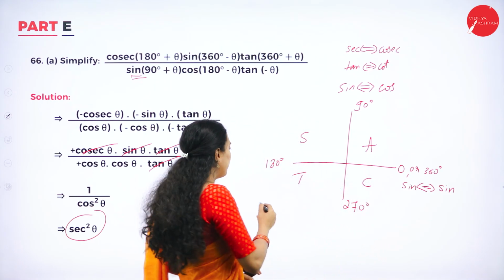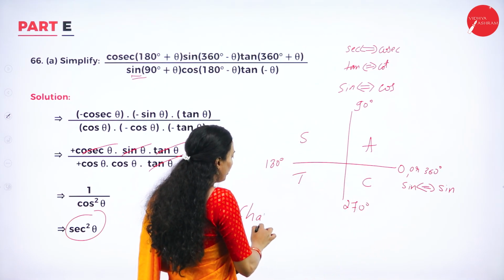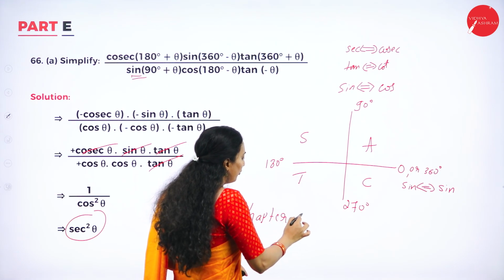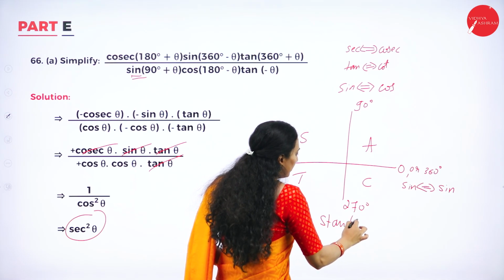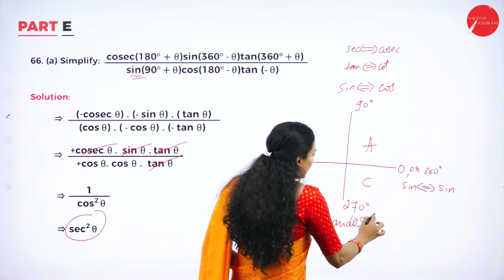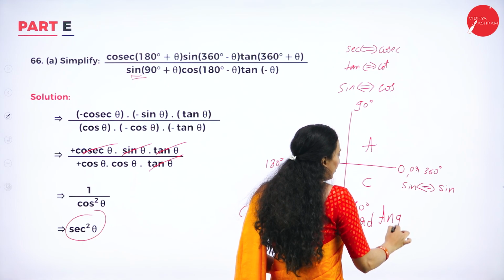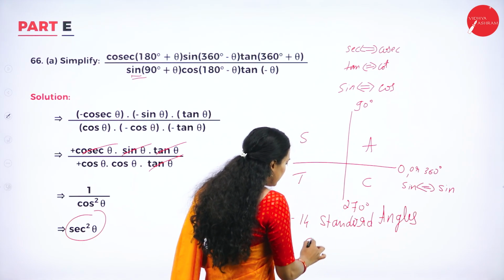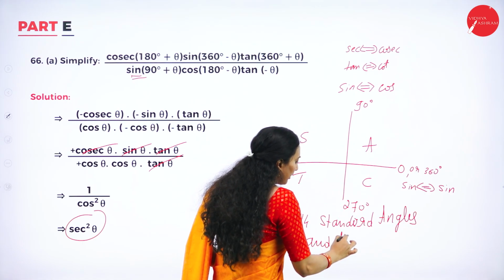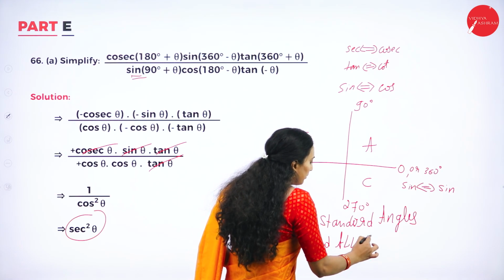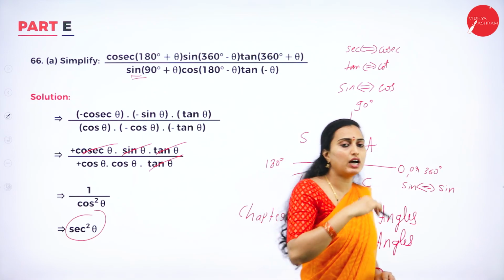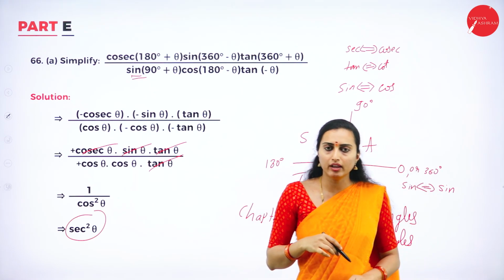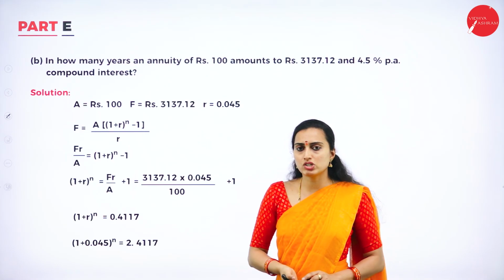This is from which chapter? Chapter 14. Standard angles and allied angles. So you have to remember, dears, 66th question option A will be asked from chapter 14. Okay. Now we'll be moving on to the next question, option B.